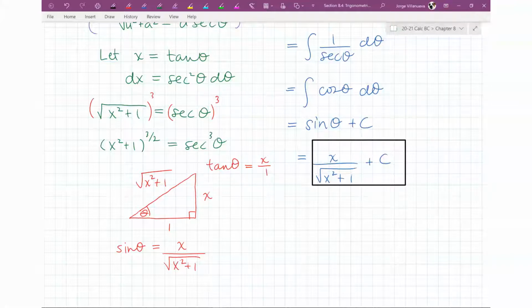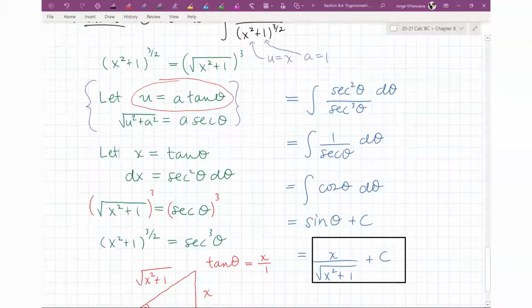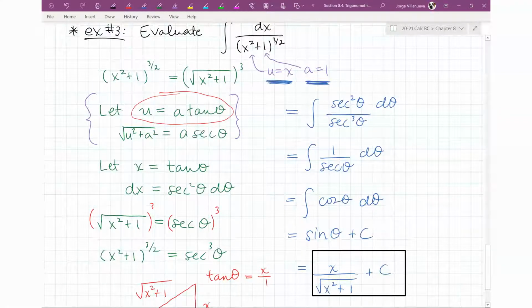Any questions on that one? Where does the x equal tangent theta come from? Are you talking about this step right here? That comes from this definition up here: let u equal a tangent theta. Since I know that u is equal to x and a is equal to 1 based on the definition from the top, I just plug those numbers in. So u is x, and a is 1. That's how we get x equal tangent theta. So all this stuff basically translates to this. Any other questions on this one?